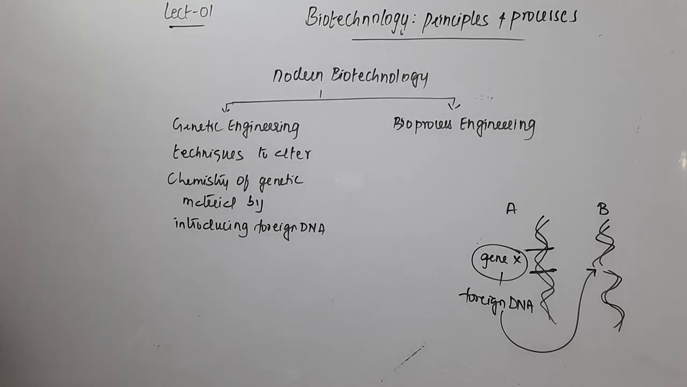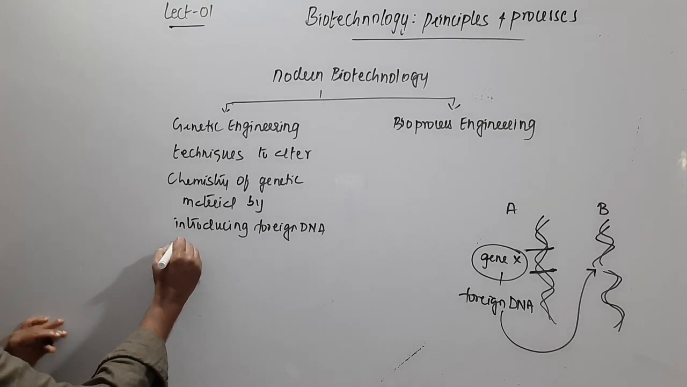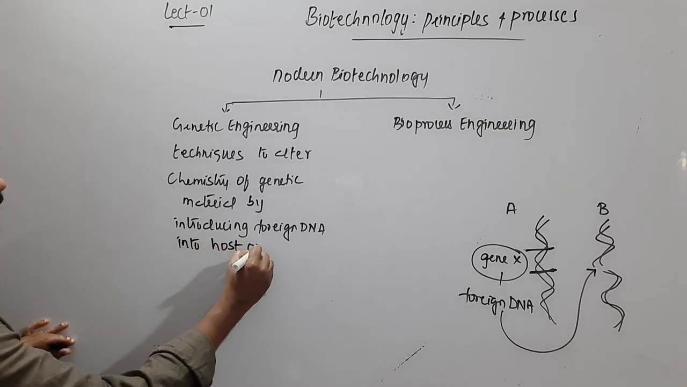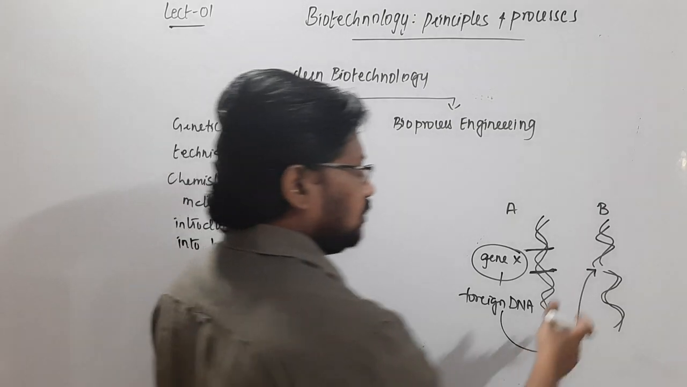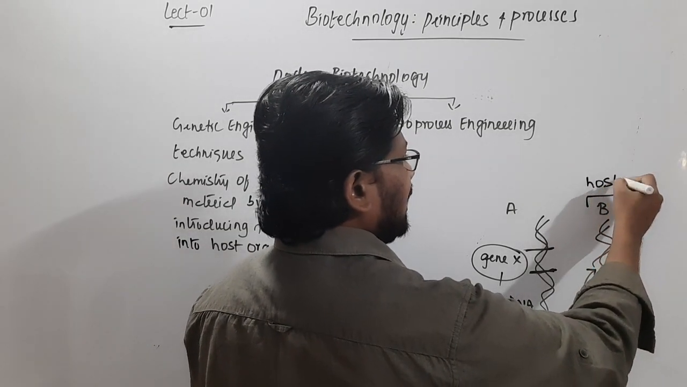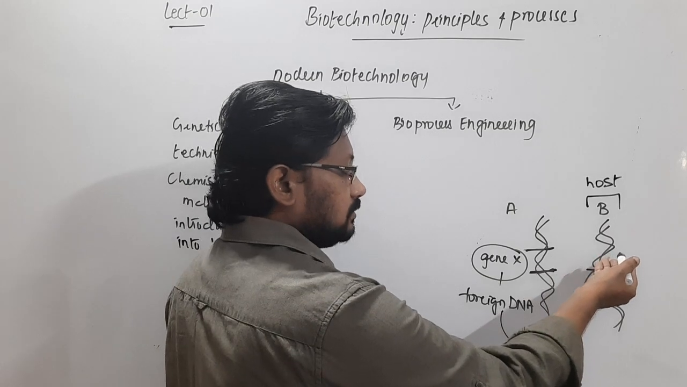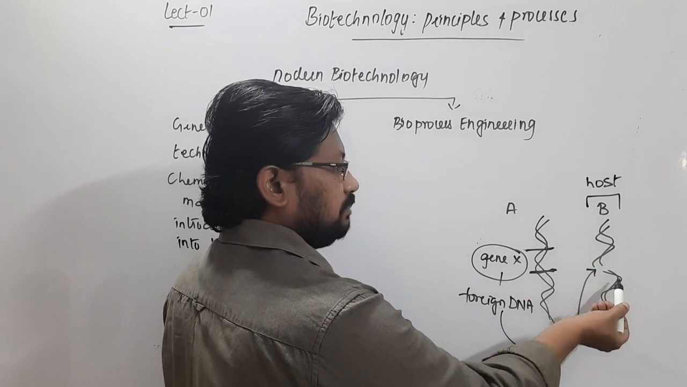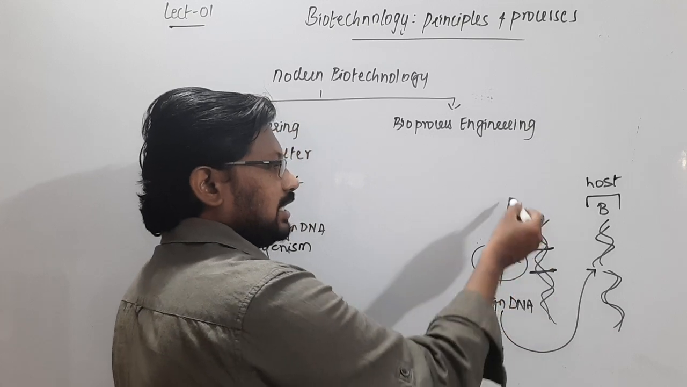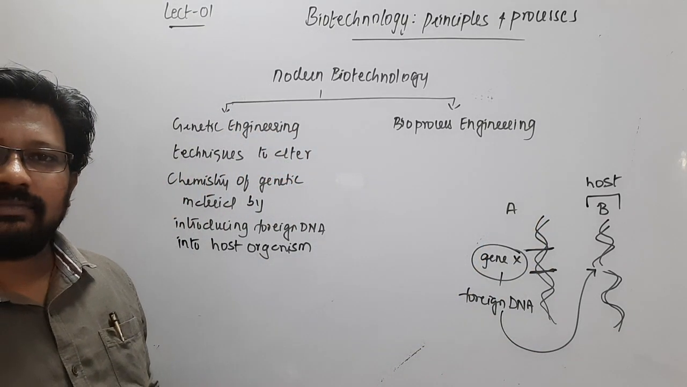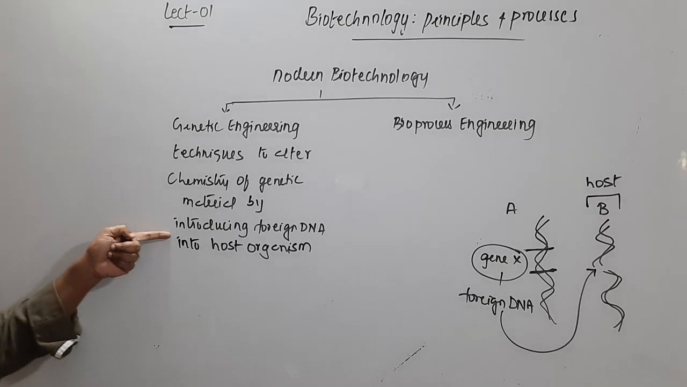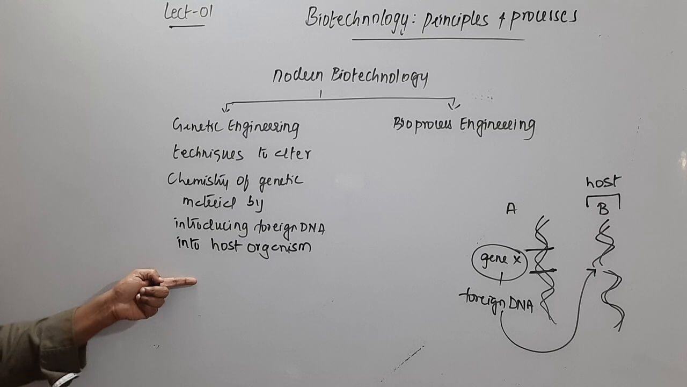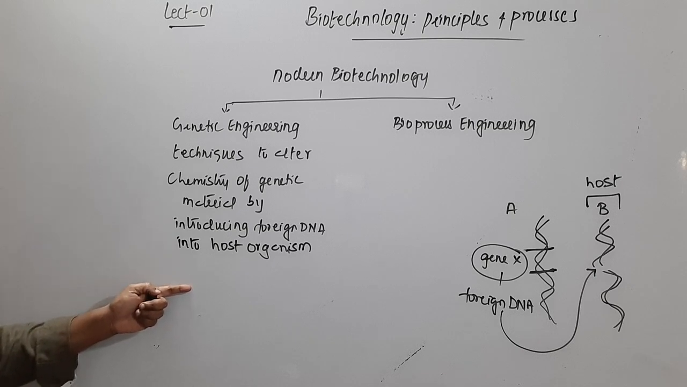So, introducing the foreign DNA into the host organism. The organism into which I am introducing the foreign DNA will become the host. So organism B in this case is the host. If I am taking the gene from B and introducing it into A, then A will become the host. In this example, I have given B as the host.